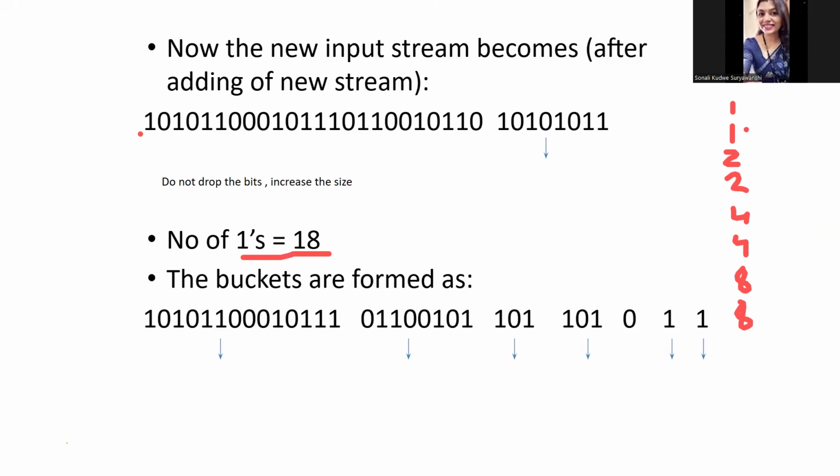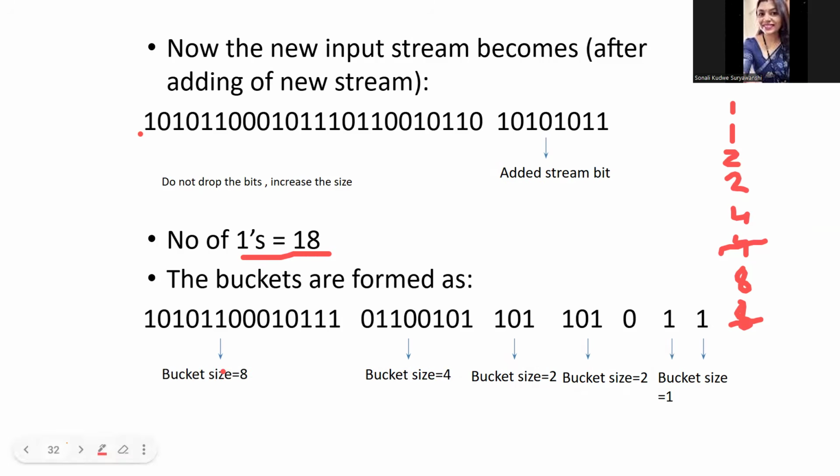So again, 1 plus 1, 2, 2 plus 2, 4, 4 plus 2, 6, 6 plus 4 is 10, 10 plus 8 is 18, which is right. So we don't need one more 4 size bucket and 8 size bucket. So this can be our final bucket size here. So we can have one bucket of size 1, then 2, then 4, and then we have 8.